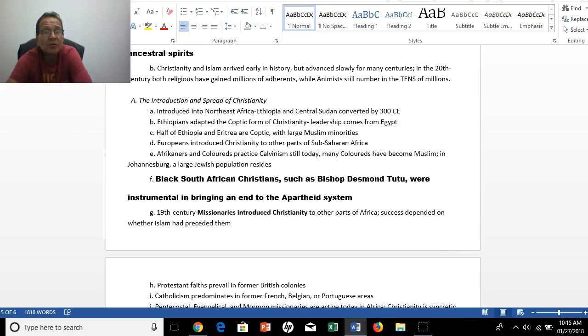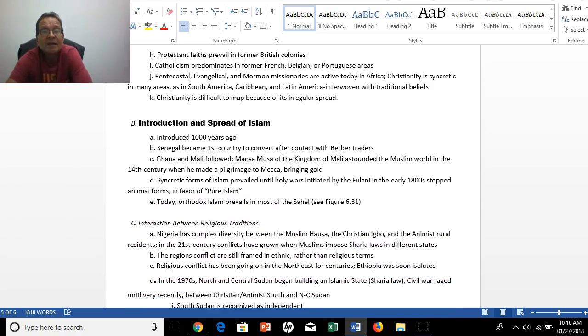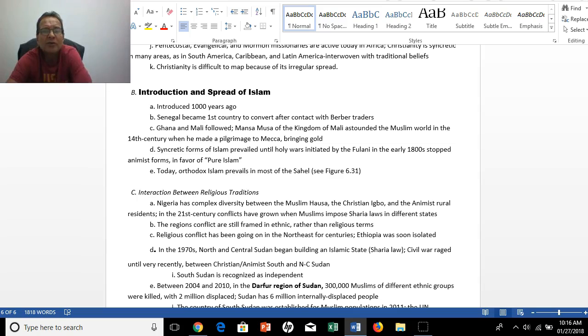Christianity was spread by the colonialists, and Ethiopians adopted the Coptic form of Christianity, and the leadership for Coptic Christianity comes from Egypt. And Europeans introduced Christianity to other parts of sub-Saharan Africa. Black Southern African Christians like Bishop Desmond Tutu were very instrumental in bringing an end to the apartheid system. Missionaries introduced Christianity to other parts. Islam came in over 1,000 years ago, and Senegal became the first country to convert.